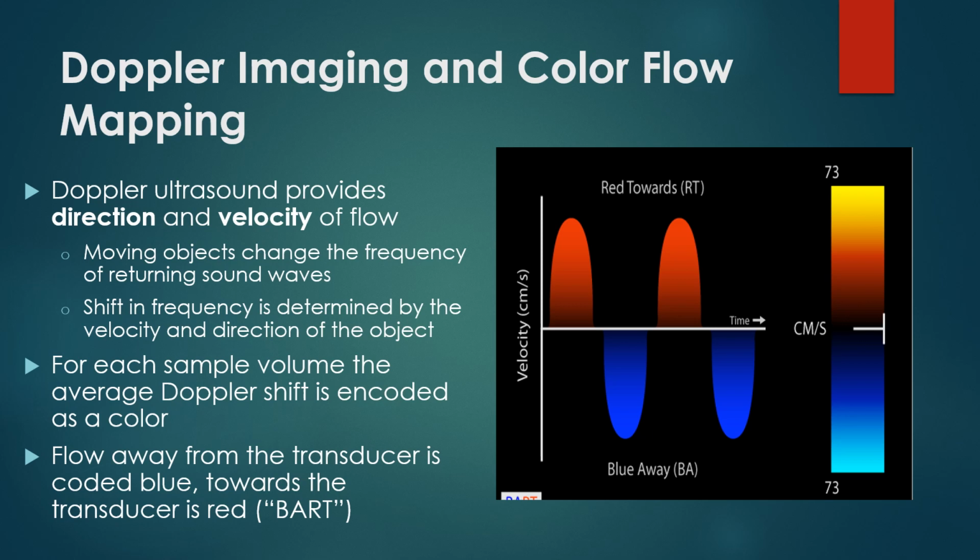So for each sample volume, the ultrasound machine assigns a color for the average Doppler shift, such that flow away from the transducer is coded blue, blue away, and then blood flow towards the transducer is red, so red towards. So blue away, red towards, or BART.